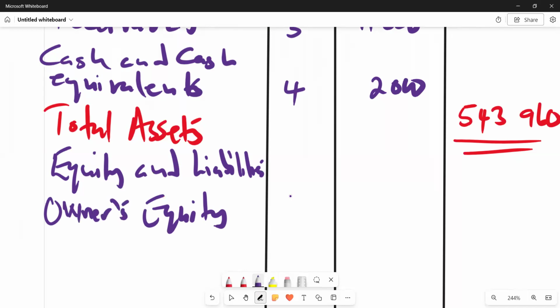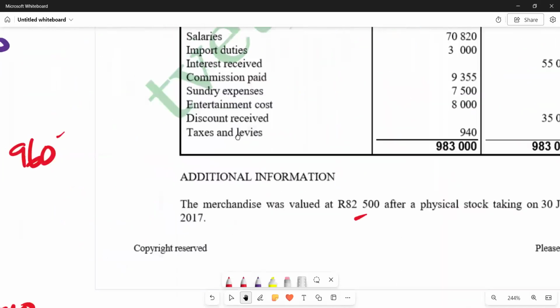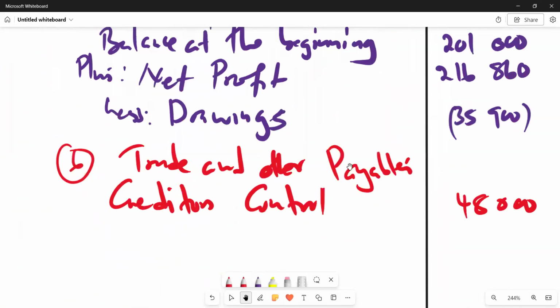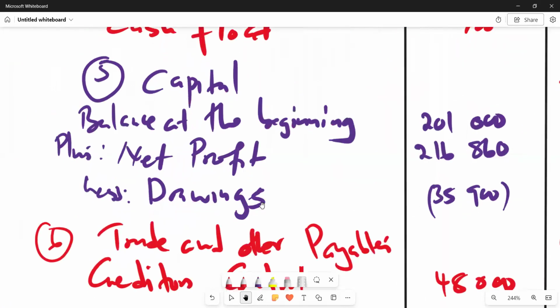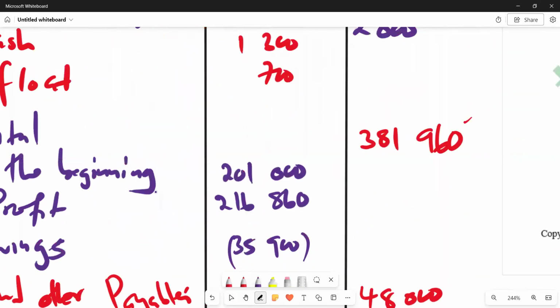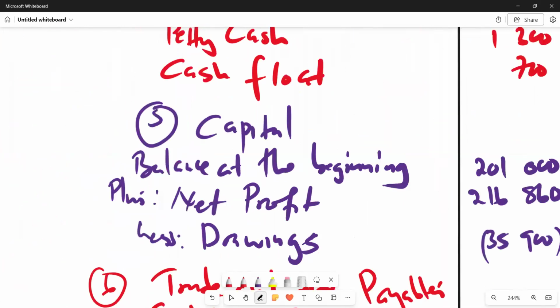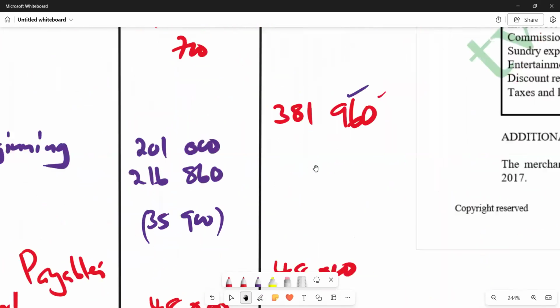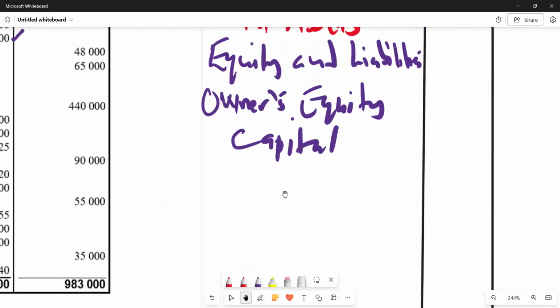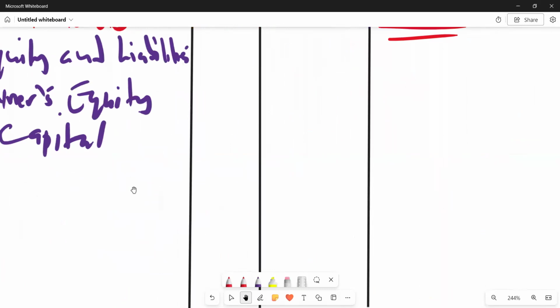This is owner's equity. And then we're going to have the figure for capital. We can go back again to see the figure for capital that we calculated. We see that capital, we got 381,960 here, and it was note number 5. So we go there. Note number 5, that's the reference, and the figure is 300.